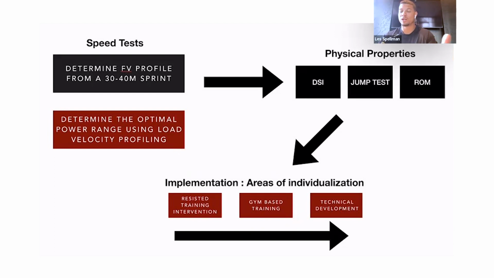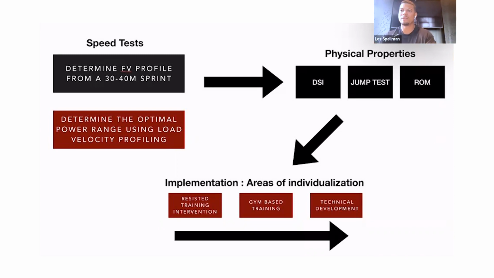Now, from there, you can determine, okay, the athlete's not reaching 100 degrees because they don't have the adequate range of motion, or they do have the range of motion, they're just not using it because of another issue. So these physical properties are going to give us insights into how the athlete's built from a physical perspective.